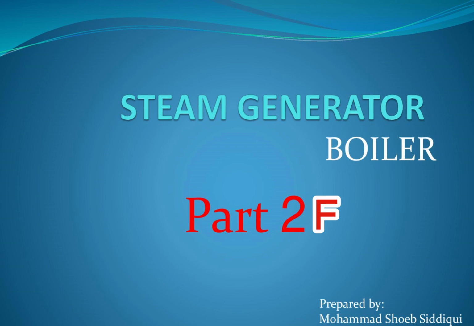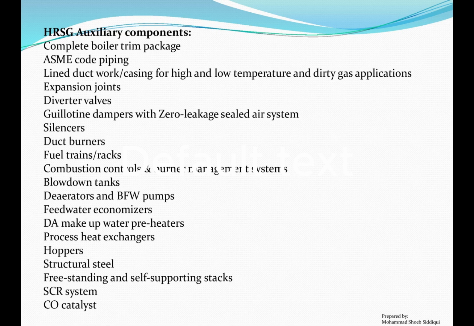In the last video I explained boiler accessories, and in this part I explain boiler auxiliaries. HRSG auxiliary components: complete boiler trim package, ASME code piping, line duct work, casing for high and low temperature and dirty gas applications, expansion joints, diverter valves, guillotine dampers with zero leakage sealed air system.